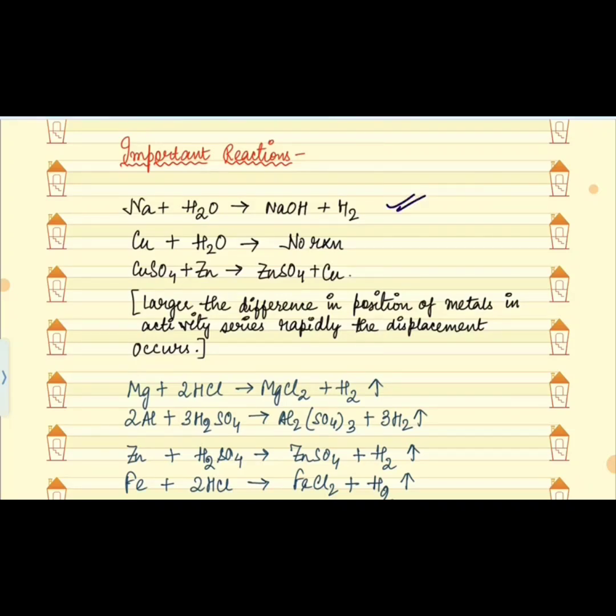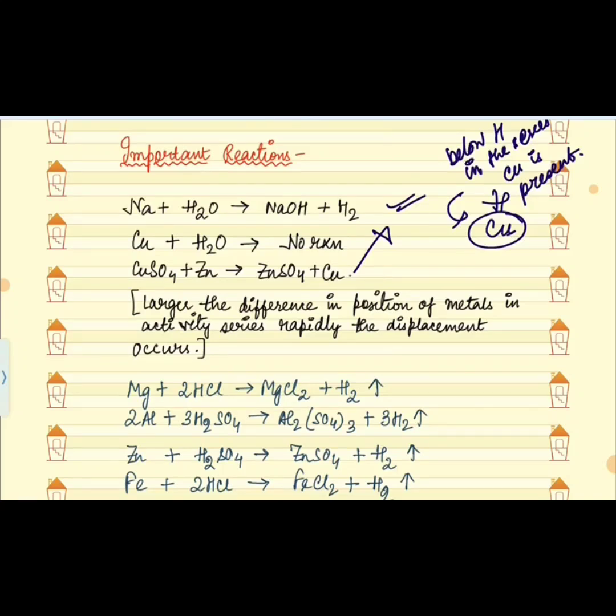Na plus H2O gives NaOH plus H2. Copper plus H2O, no reaction. CuSO4 plus Zn, we will see later on. Cu plus H2O, no reaction. Why? Because copper is placed below hydrogen in the series. That's why it is not easy to displace hydrogen. Below hydrogen, if someone is there, it does not have the power to displace hydrogen.